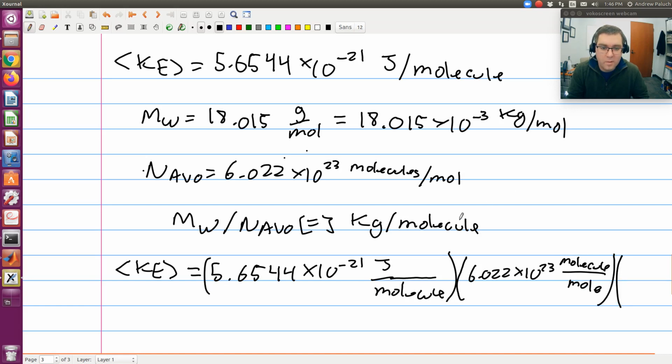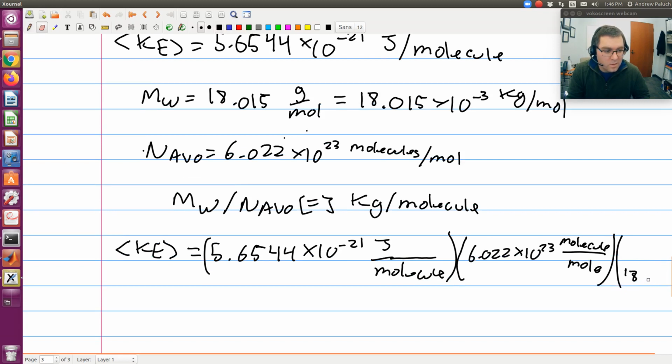And then in terms of molecular weight, its molecular weight is kilograms per mole. So I'm going to divide by molecular weight. So this is 18.015 grams, actually I'm going to write it as just 18 so I can fit it in here, 18 times 10 to the negative 3 kilograms per mole. So moles cancel, molecules cancel, and I'll be left with joules per kilogram.